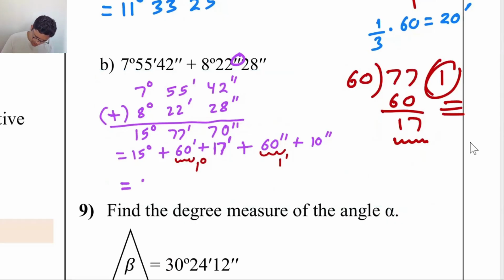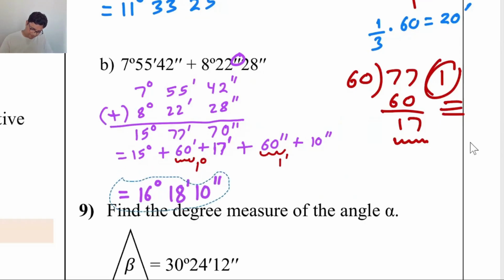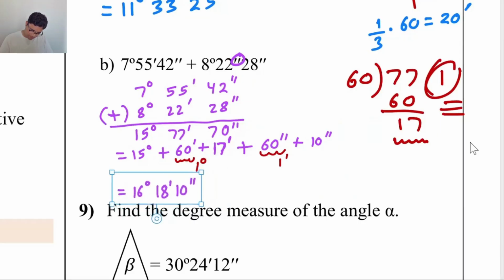This is going to be 16 degrees because 1 degree comes from there, and 18 minutes because 1 minute comes from that 60 seconds, and then you're left with 10 seconds at the end. That would be your final answer.